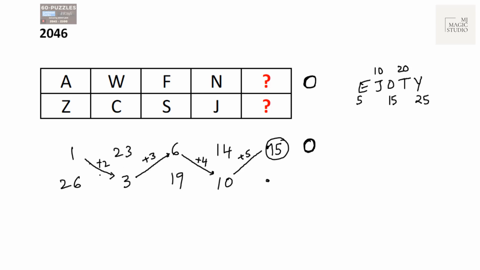Now 26, 23. Okay, 26 minus 3 is 23. Minus 4 is 19. Minus 5 is 15. So here we should have minus 3, minus 4, minus 5, minus 6. 14 minus 6 is 8. We are looking out for the 8th alphabet, that is H. So the answer in these two positions will be O and H.